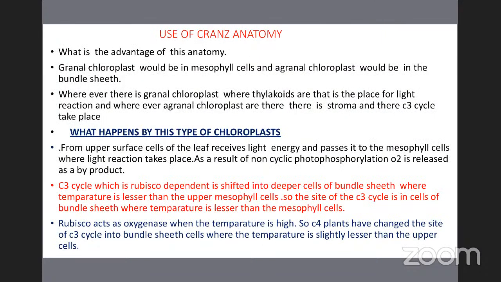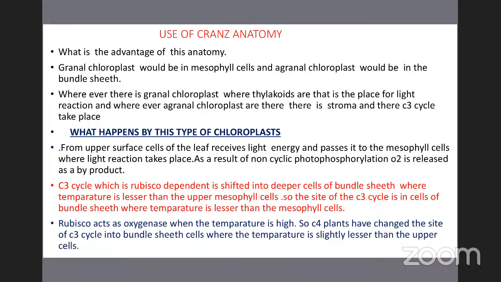what is the use, or by this adaptation, is there any benefit for this C4 plant's leaf? That is under the caption, use of Kranz type of anatomy. What is the use of Kranz type of anatomy? What is the advantage of this anatomy? By having this type of anatomy, is there any use for C4 plants? Yes, granal chloroplasts would be in mesophyll cells, and agranal chloroplasts would be in the bundle sheath. That was discussed in the previous slides only.